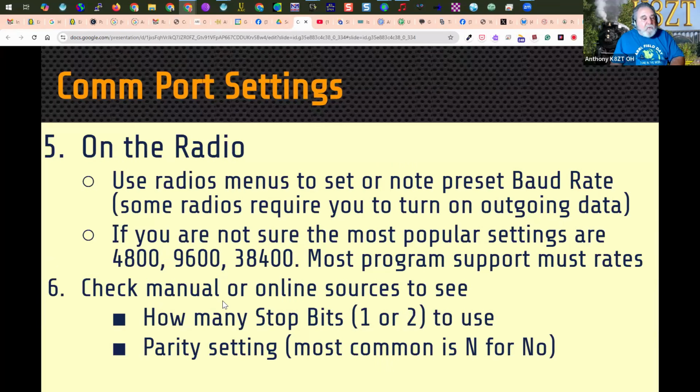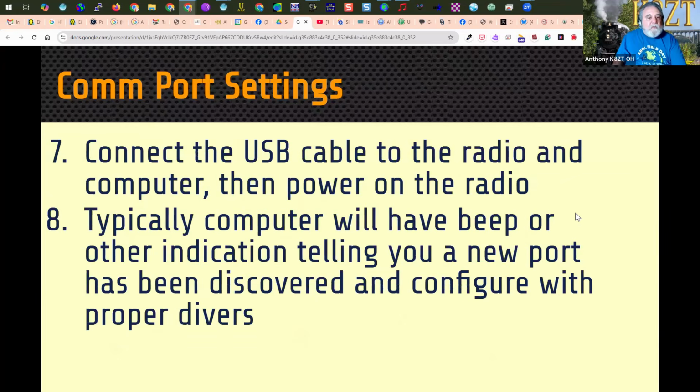You're going to need to check the manual to find out two other pieces of information, and that's stop bits and parity settings. Now, fortunately, there's also a lot of websites that cover this information for particular radios. So once you've done all that, connect the USB cable to the radio and computer, and then power on the radio.